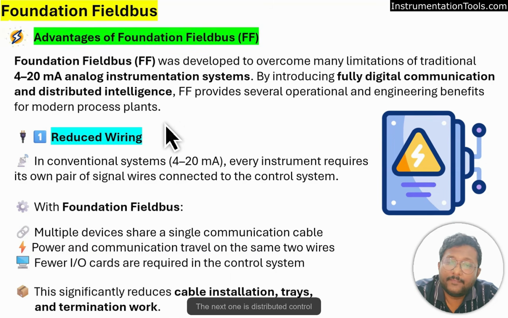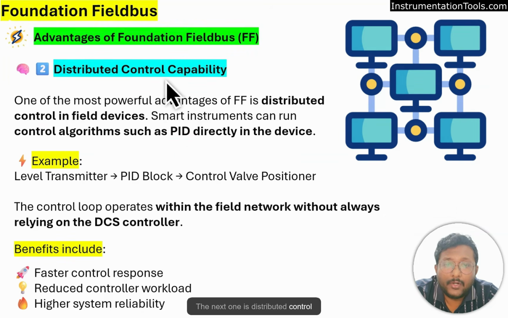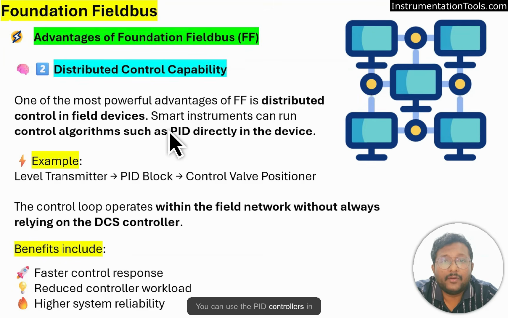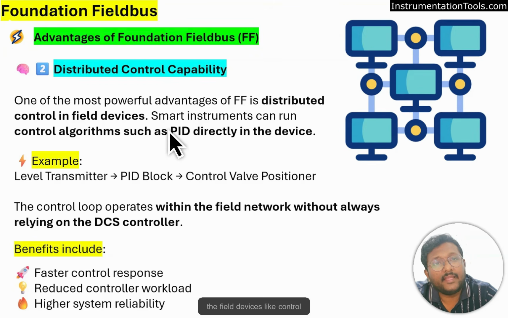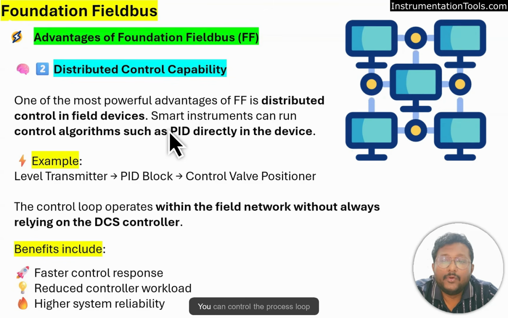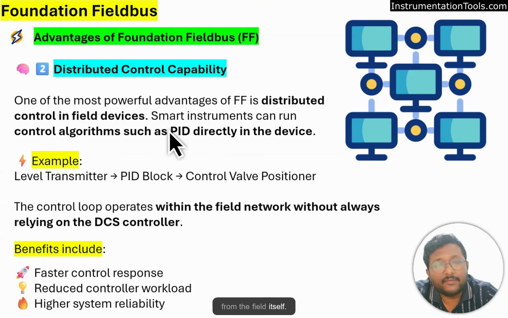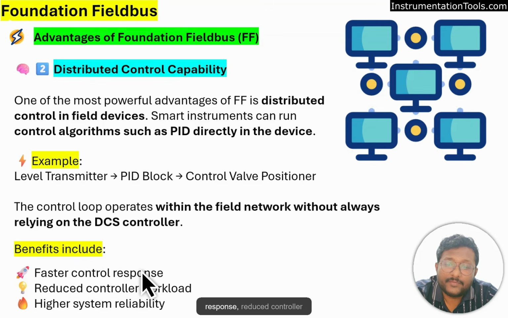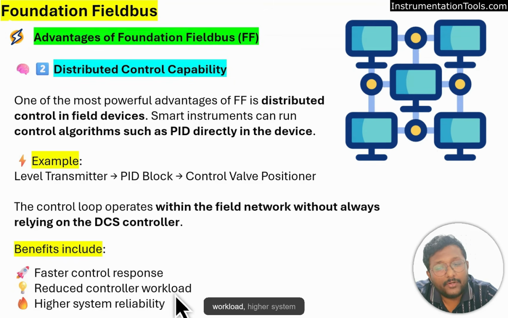The next one is distributed control capability. This is nothing but control in field devices. You can use PID controllers in field devices like control valves. You can control the process loop from the field itself. The advantage is faster control response, reduced controller workload, and higher system reliability.